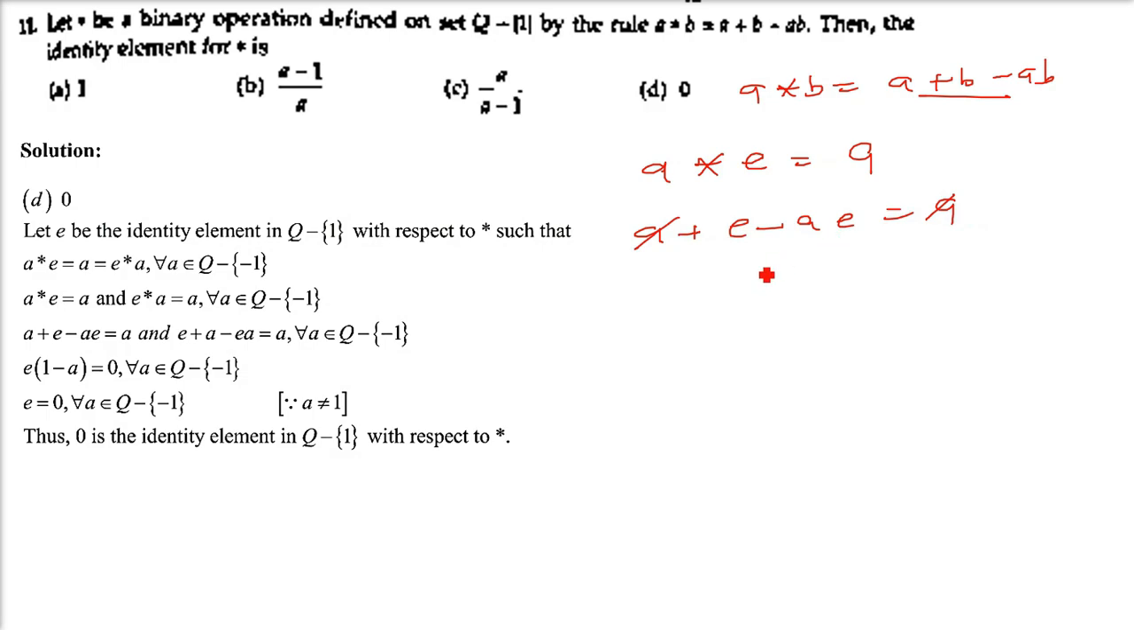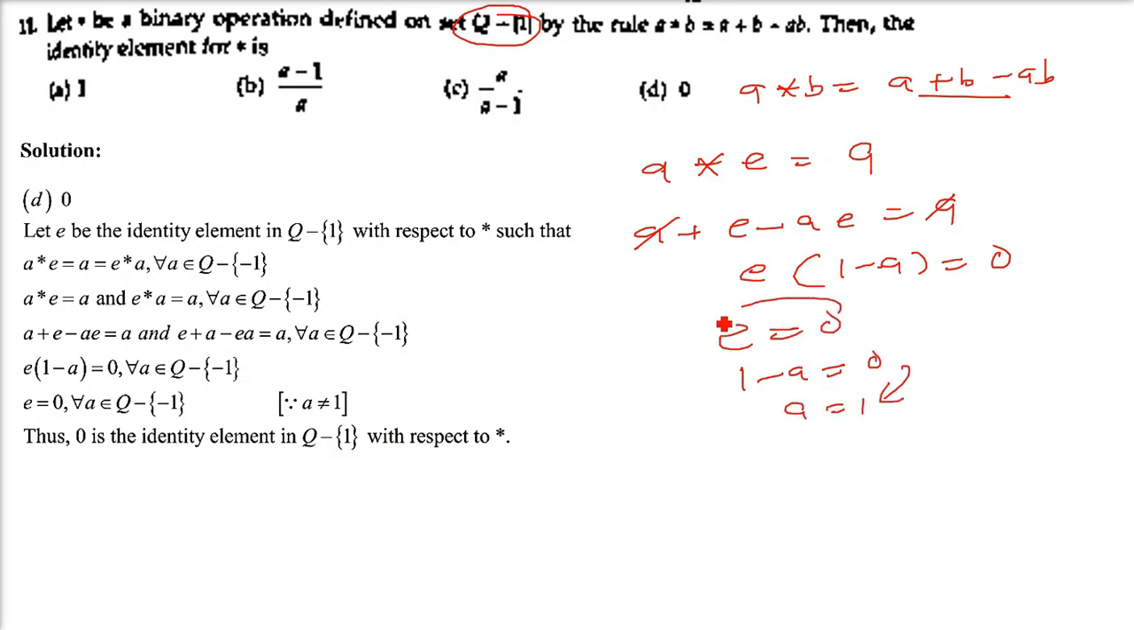a gets cancelled, and you can take e common here. If you take a to the right hand side, a minus a will be 0. e minus ae equals 0. Now you take e as common, e times 1 minus a equals 0. So this gives you two conditions. Either e is 0 or 1 minus a is equal to 0. But if you take the second condition, 1 minus a equals 0, that is a equals 1, but it is not possible. So e has to be 0. So the identity element is 0.